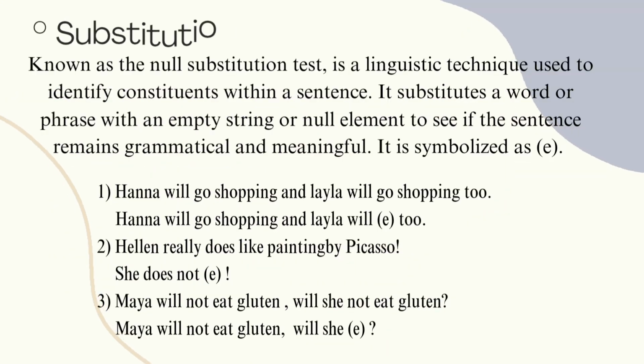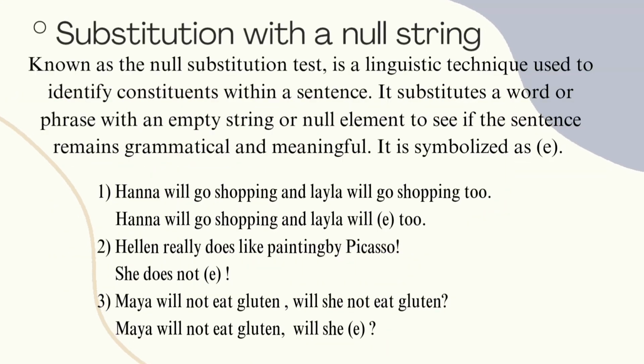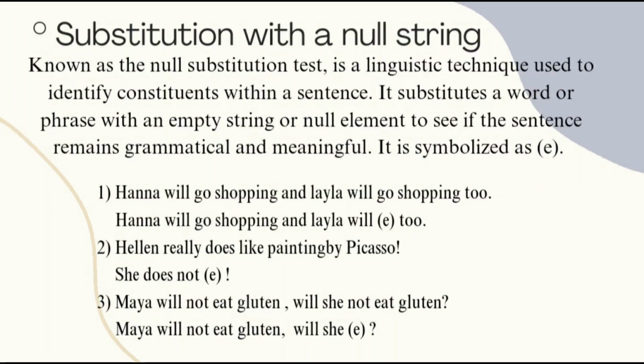Okay, so the next point that we are gonna discuss is substitution with a null string. The null string substitution test is a linguistic technique used to identify constituents within a sentence. It substitutes a word or a phrase with an empty string or a null element to see if the sentence remains grammatical and meaningful. It is symbolized as the letter E. So in here we substitute with nothing because null means zero.